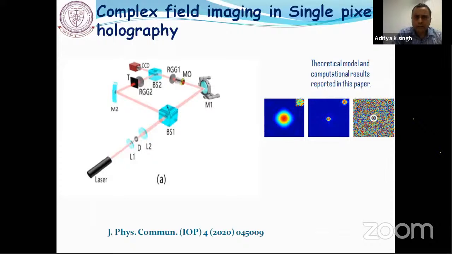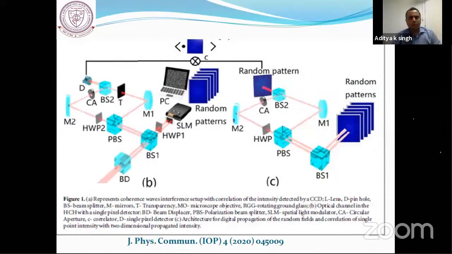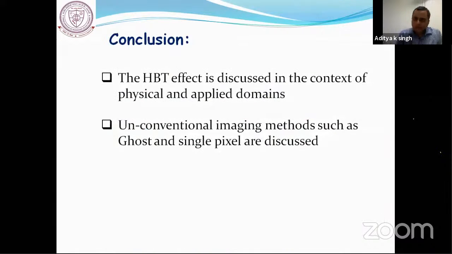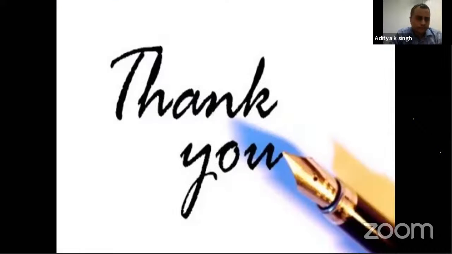Very recently we tried to extend this to the complex field, and if anybody is interested, I suggest they read this paper on how to recover the complex field in single pixel correlation holography, hybrid correlation. With this, I would like to conclude my talk. I tried to explain the correlation based methods, particularly the intensity correlation based Hanbury-Brown-Twiss experiment and approach, and then how to connect this approach with different imaging techniques. Thank you.